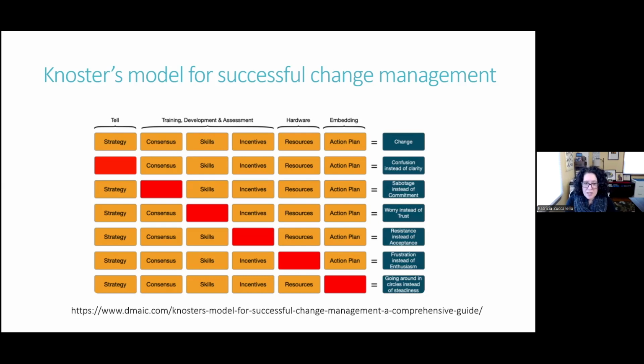If you start to knock out any particular piece in the matrix, then you're going to end up with something less than change. If you don't articulate the vision clearly, like in that second row, the telling of the strategy is orange, redded out, I guess. When you're not clear about the vision, you don't get change, you get confusion, right? Or if you don't, through training and professional development, help develop consensus, you end up with sabotage instead of commitment.